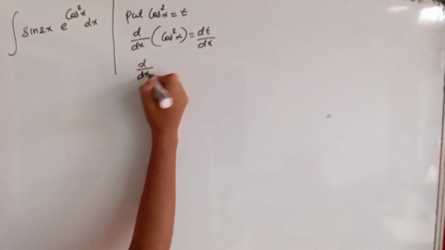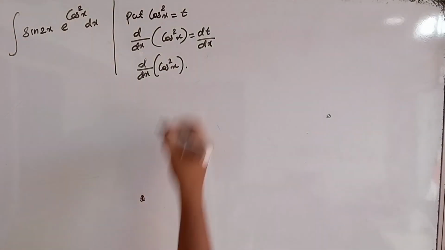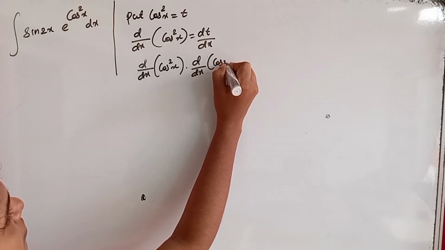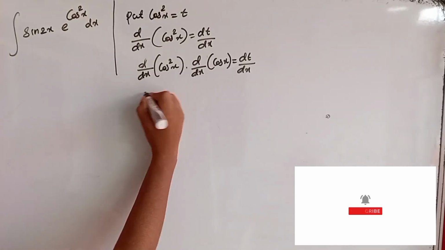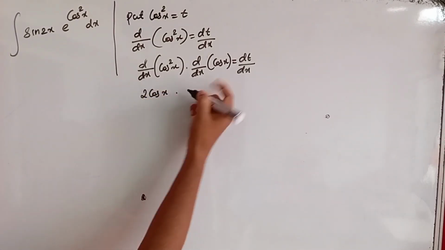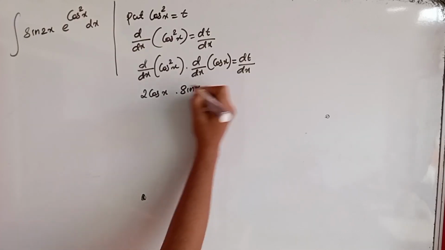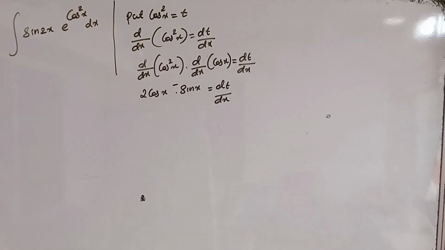Here cos squared x is a composition of two functions, that is, the outside function is a polynomial function and the inside function is a trigonometric function. So here we first differentiate the outside function into differentiate the inside function. So first we differentiate cos squared x into, second we differentiate cos x. So the derivative of cos squared x is what?